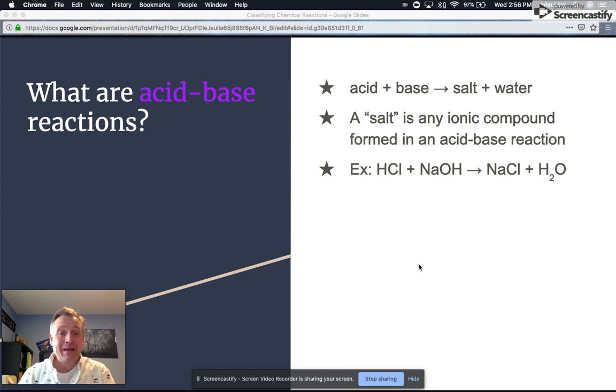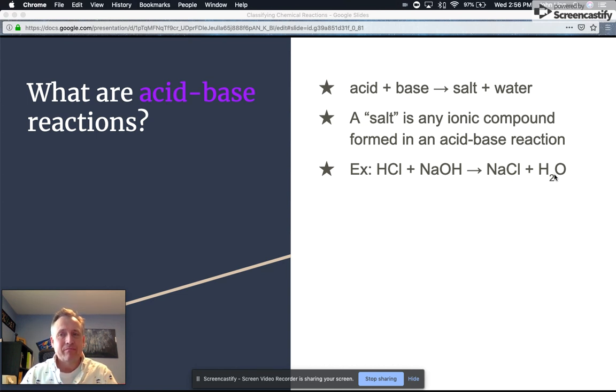So what are acid-base reactions? Let's talk about those. Acid-base reactions always involve two things. You're always going to get, as a product, a salt, which I'll talk about in a second, and water, okay? Basically, your acid and your base come together and they neutralize each other. Because again, think about what water is.